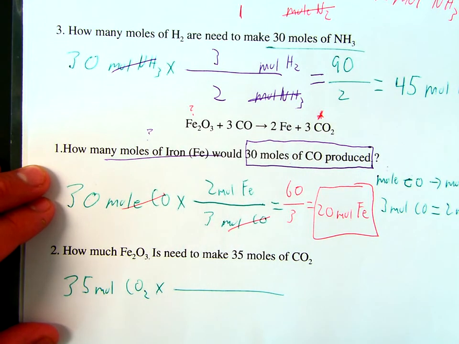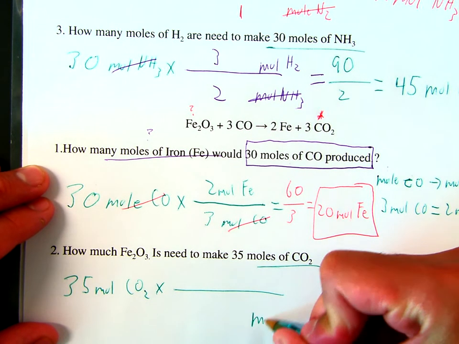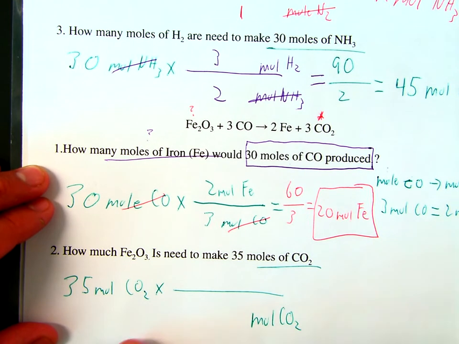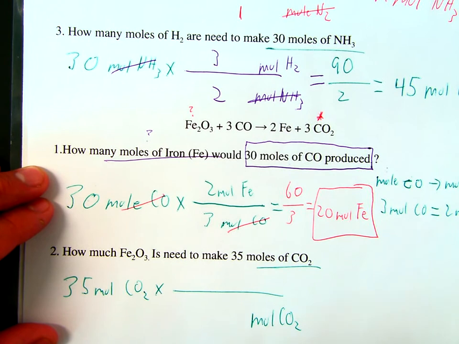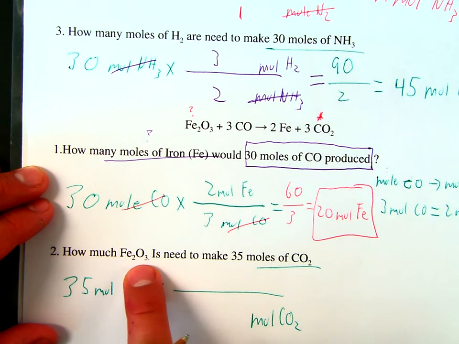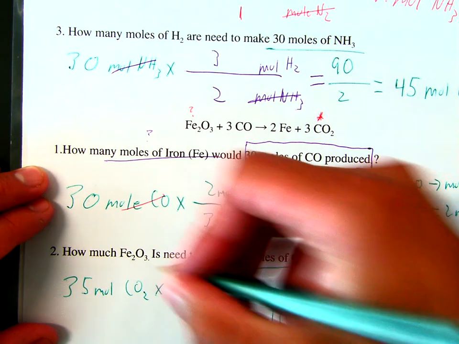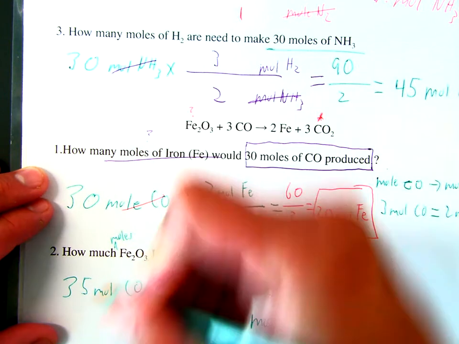Okay? So I know I have moles of CO2, so I put that in the bottom. Moles of CO2. Okay, so if you don't know what you're doing, then that's the easiest way. Whatever we start with, put it in the bottom. Whatever we want, goes on the top. But we want moles of Fe2O3. It says how much. Should be more specific and ask how many moles. But that's essentially what we're doing today.